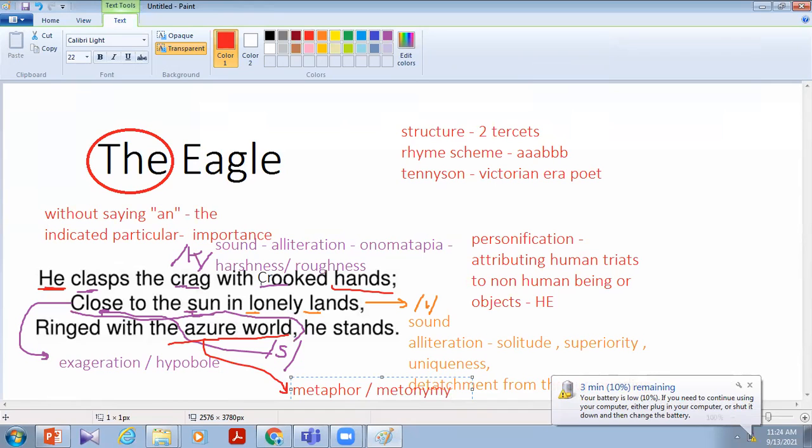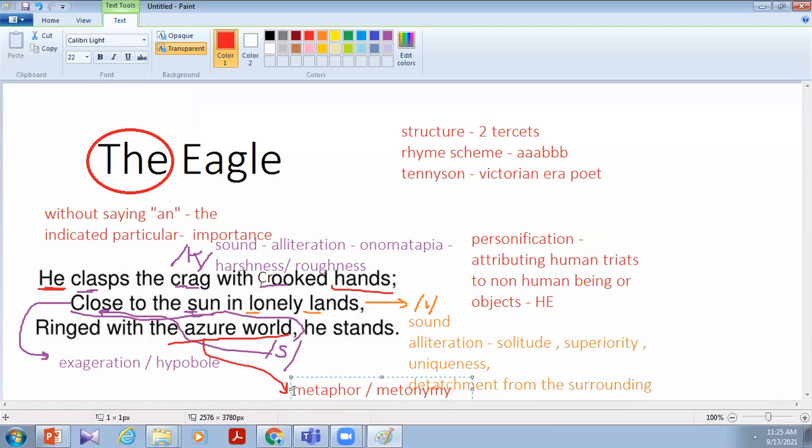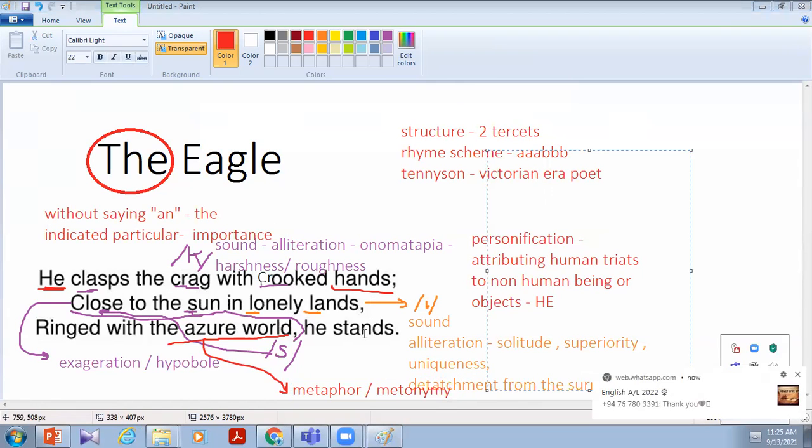Give me 1 minute. I have to charge. All right. Okay, so that is metonymy. And then after that, moving on, you can see. All right. Okay. Thank God it's charging.